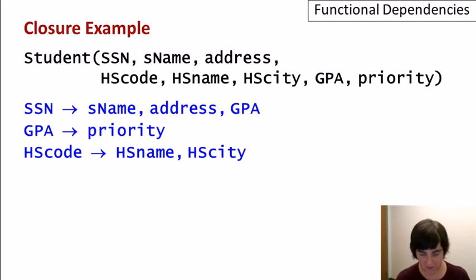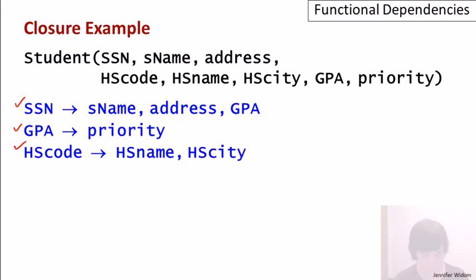Let's go to our complete student table and let's add 3 functional dependencies. One that says the student's social security number determines their name, address, and GPA. Next, GPA determines priority, and high school code determines high school name and high school city. Again, these are all examples we gave earlier that would be natural functional dependencies for this particular relation.